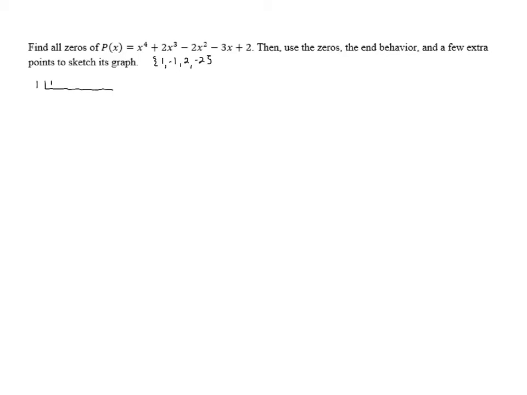So our coefficients are 1, 2, -2, -3, and 2. So let's do synthetic division. And we do end up with a remainder of 0, which tells us that 1 is a 0 of the polynomial, and that also tells us that x minus 1 is a factor, and when we factor that out, it leaves us with x cubed plus 3x squared plus x minus 2.